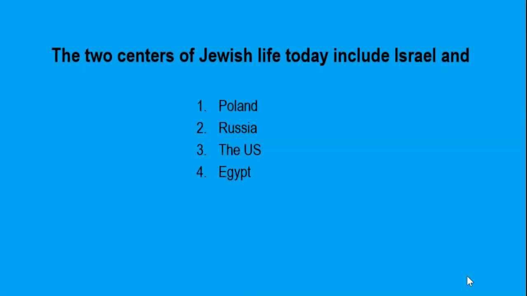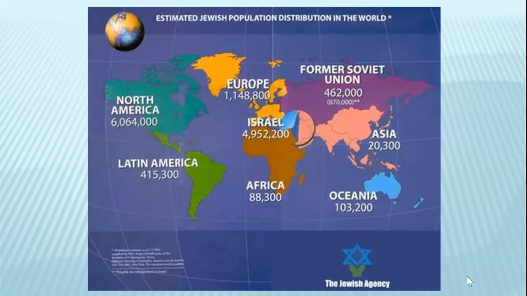So here's your first question. I told you we would do this quickly. The two centers of Jewish life today include Israel and what other country? Poland, Russia, the US, or Egypt? It is the United States. The two largest populations of Jewish people are Israel and the US. And when we look at the Jewish population distributed around the world, you can see that that is true.